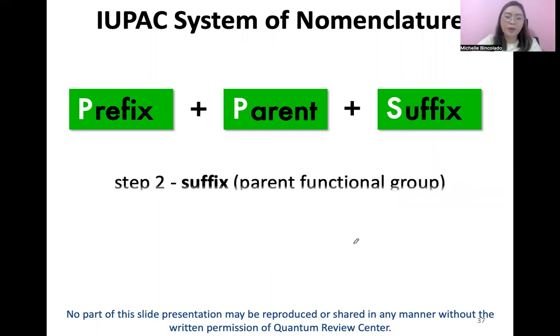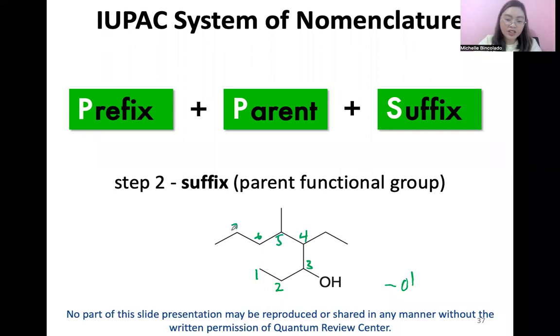Okay? And then, step 2: attach the suffix, which is the parent functional group. Like earlier with our first compound, that will just be ane, because octane. However, here we have a functional group, OH. So your suffix here will be ol, because of the alcohol or hydroxy functional group. Can we go back to step 1? What will be the parent? Sure. So let's count: this will be carbon 1, carbon 2, carbon 3, 4, 5, 6, 7, 8.